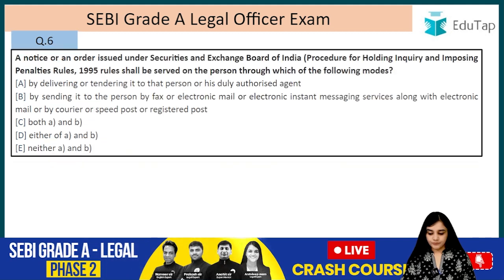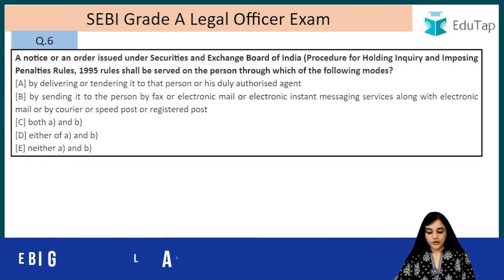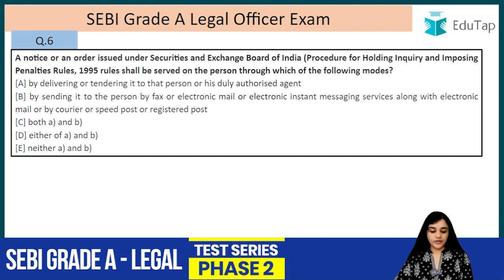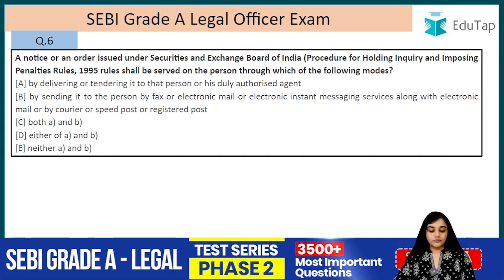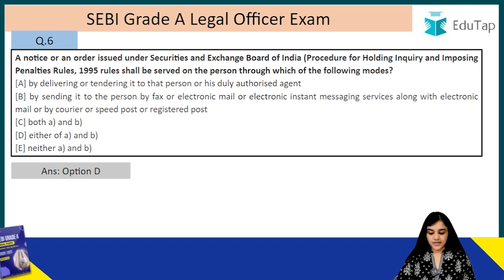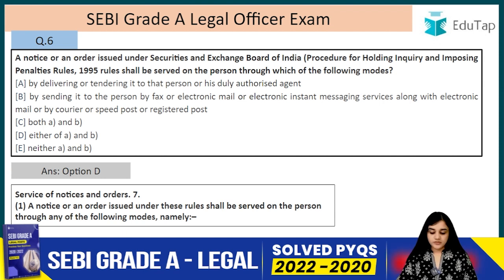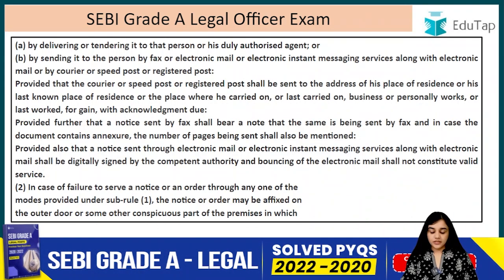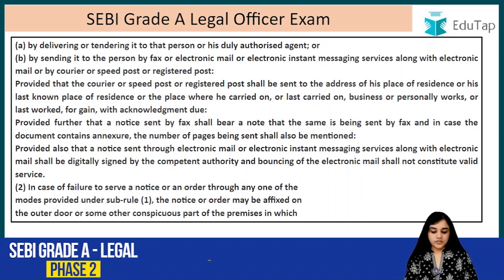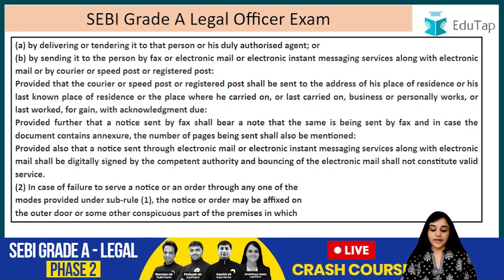Question number 6. A notice or an order issued under the Securities and Exchange Board of India (Procedure for Holding Inquiries and Imposing Penalties) Rules, 1995 shall be served on the person through which of the following modes? So the answer is D, that is either A or B. Let's read this also. This is Rule 7. A notice or an order issued under these rules shall be served on the person through any of the following modes, namely by delivering or tendering it to that person or his duly authorized agent. So by either hand delivering it or giving it to his authorized agent.